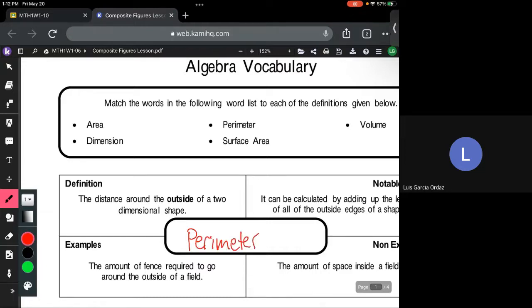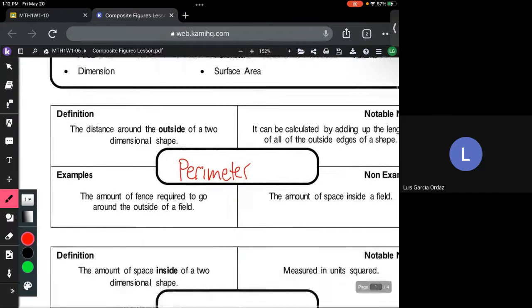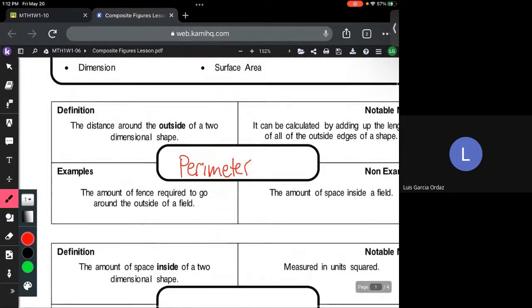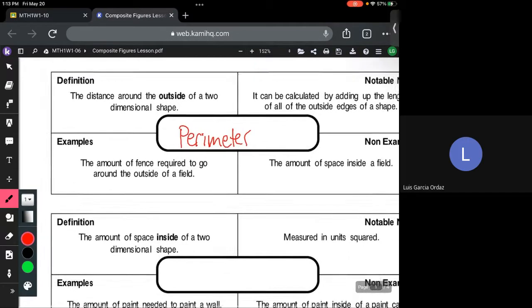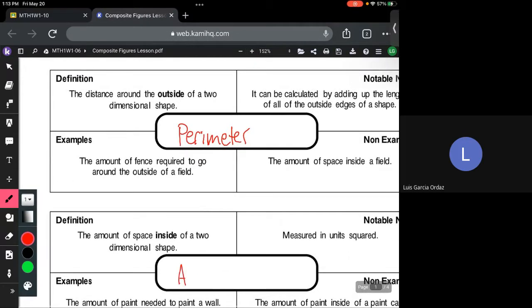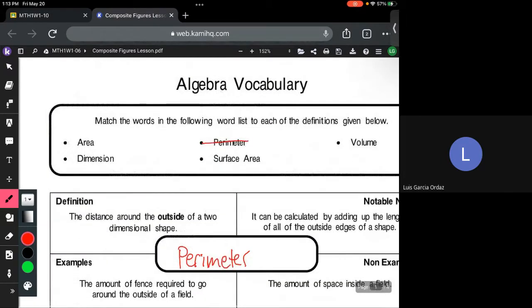So perimeter is just the space outside of a two-dimensional shape. The next one is the amount of space inside of a two-dimensional shape, area. Pretty easy. Nothing new here, nothing too crazy. That's what we're going to be focusing on today, area and perimeter.